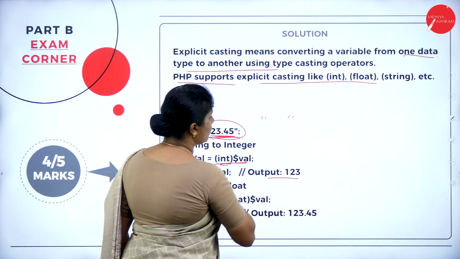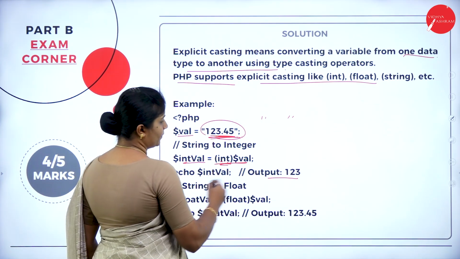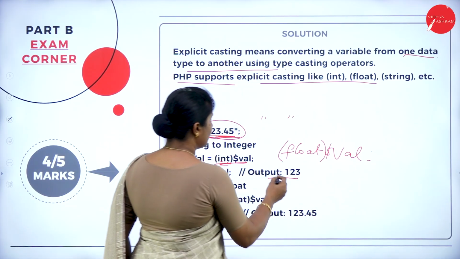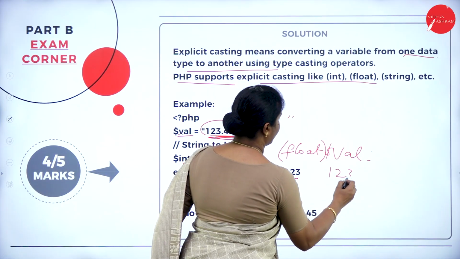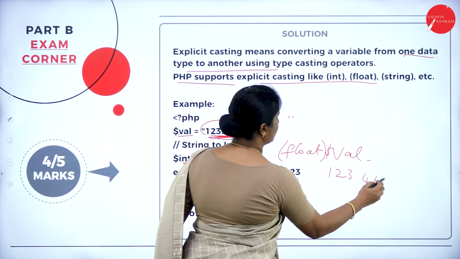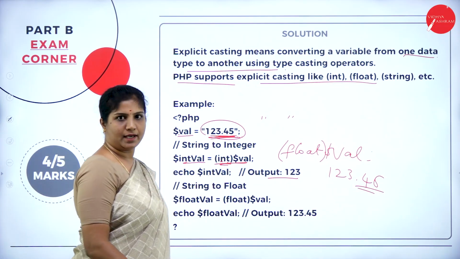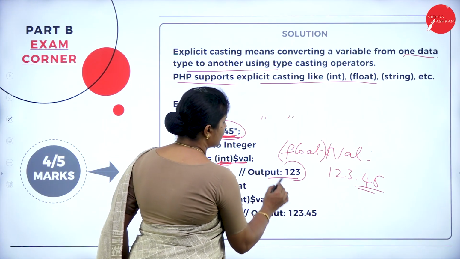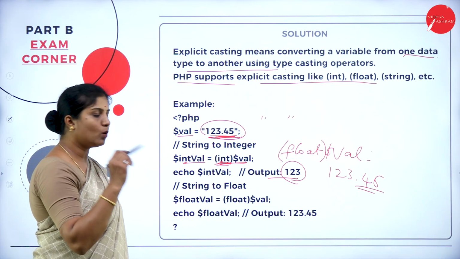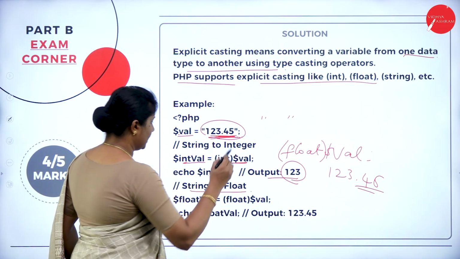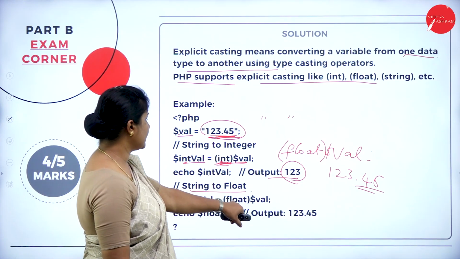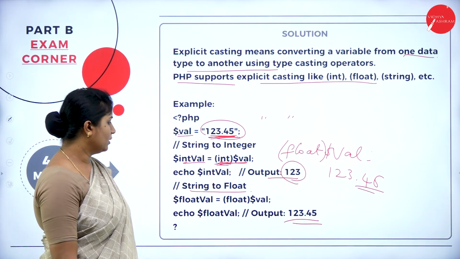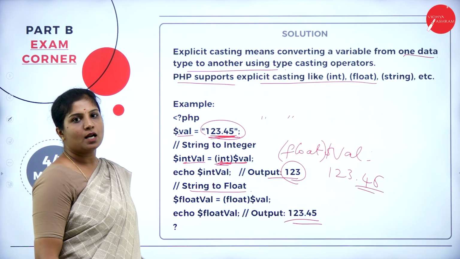So what will be the output? 123. If I had given float instead of int, float of $val, then what will be my output? That is 123.45. It takes the decimal value as well. Since I have given the data type integer, it is going to display only the integer value, that is the whole number 123. Now in this, you can see string to float. As I said, float $value, hence it is going to display 123.45. Okay, so this is how I can convert explicitly.